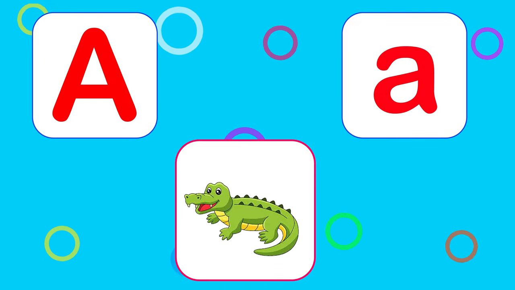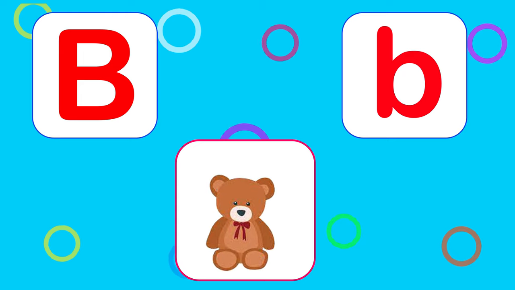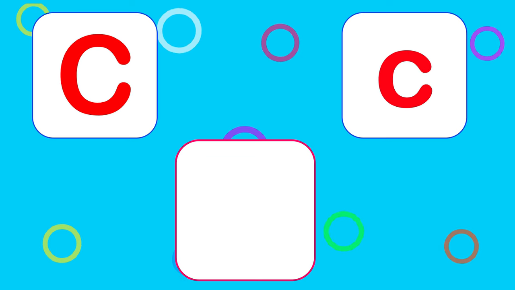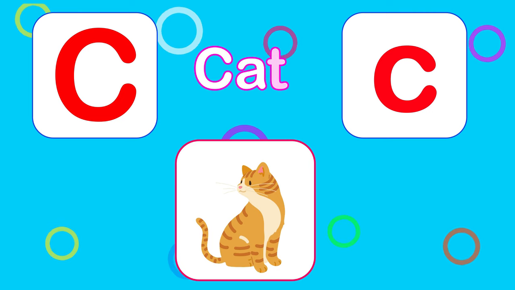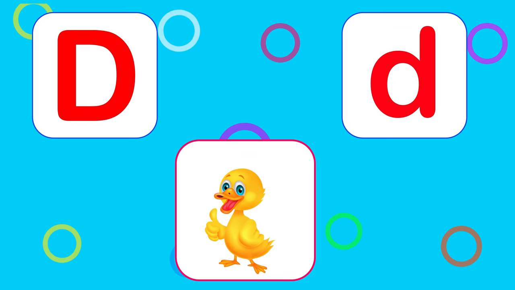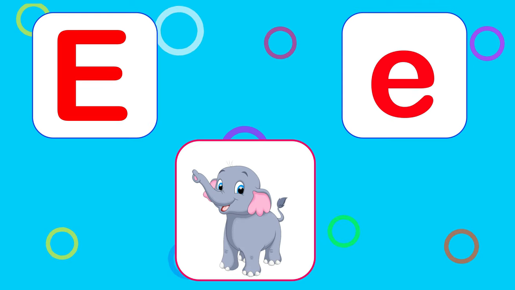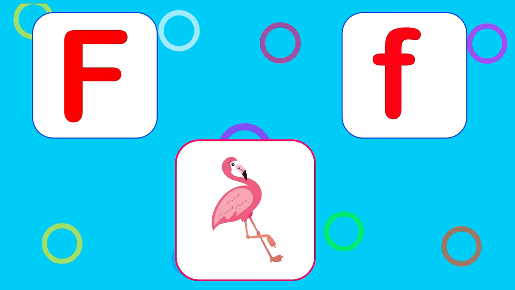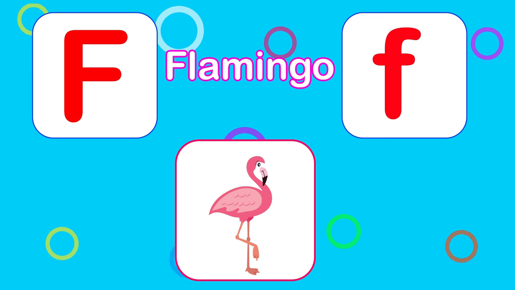A is for alligator. A, alligator. B is for bear. B, bear. C is for cat. C, cat. D is for duck. D, duck. E is for elephant. E, elephant. F is for flamingo. F, flamingo. G is for goat.